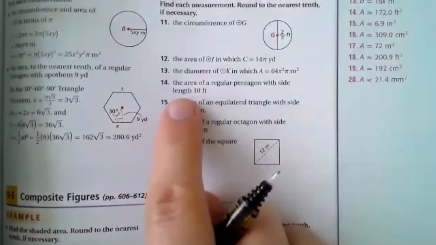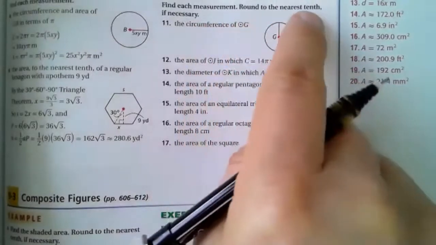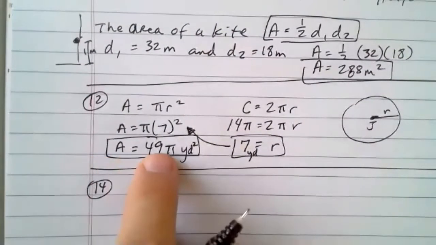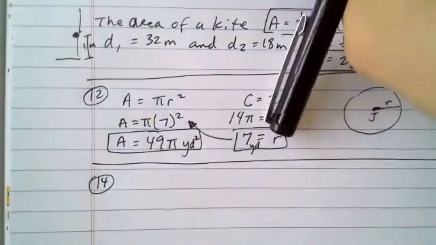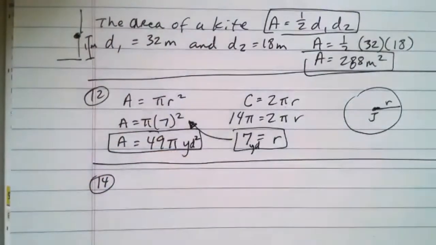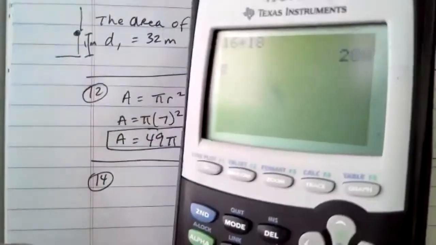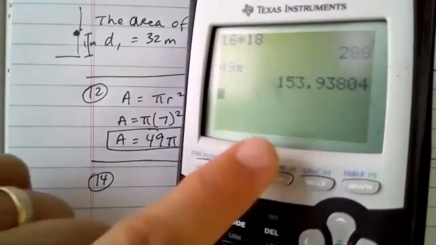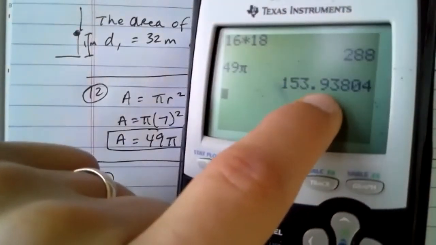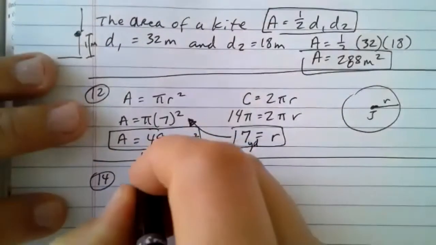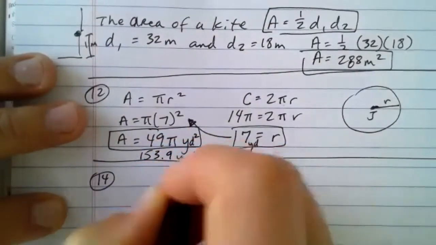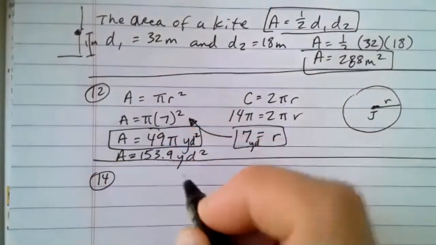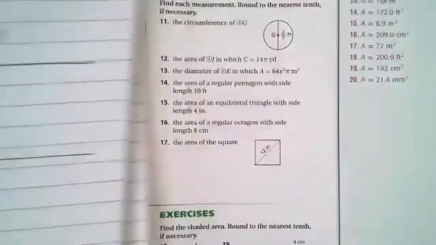We're going to find each measurement, rounded to the nearest tenth. Now, in this case, I'm just going to leave it in terms of pi. I'm not going to round to the nearest tenth. I mean, you could theoretically go in. Well, heck, let's do it. Okay, let's round to the nearest tenth. So we got 49 pi, and what do I get? 153.9, because that would round to the tenth place there. 153.9 yards squared. So if you were to follow the directions just like it says, then you round to the tenth place there. So now let's look at number 14.